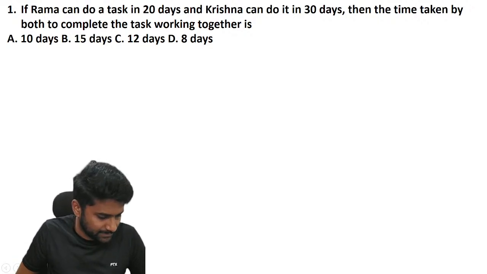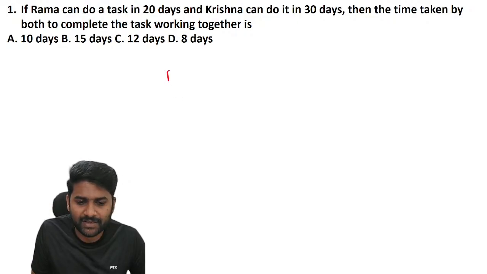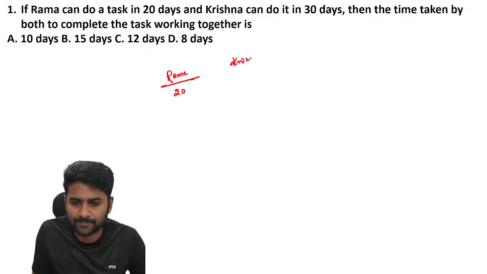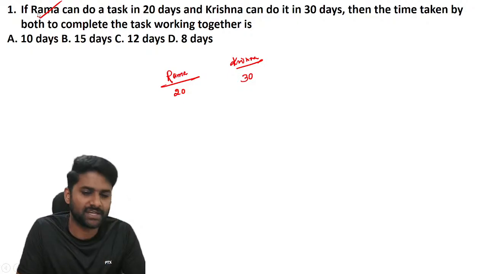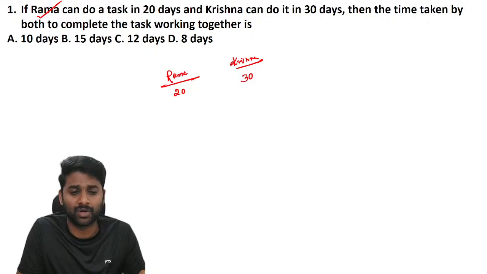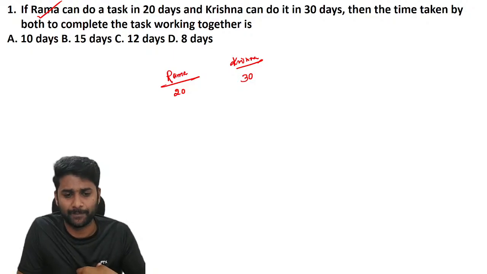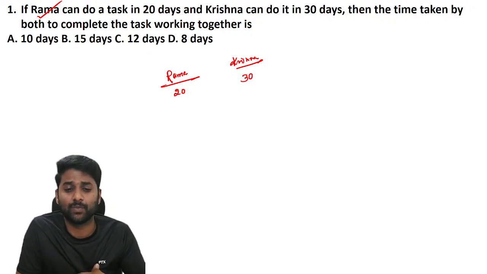Now let's see this question. Rama can complete the work in 20 days. Krishna can complete the work in 30 days. So we can conclude that Rama is a more efficient person than Krishna. Why? Because Rama completed it in fewer days when compared to Krishna. And remember that if Rama is more efficient, his contribution is also more than Krishna's.